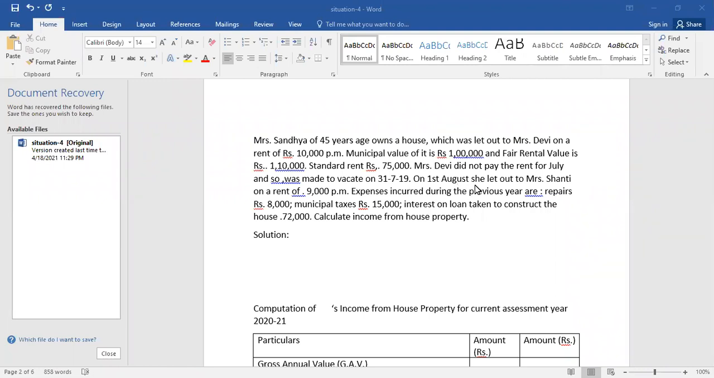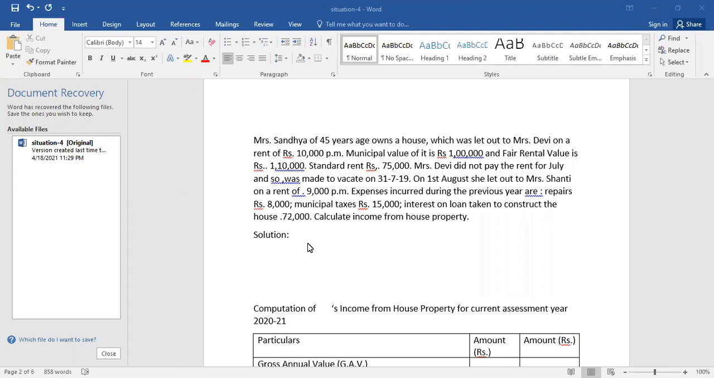Here she didn't pay for the July month. That July month is called unrealized rent. Correct? Yes, guys, is it right? Yes, sir. And on 1st August, she let it out to Mrs. Shanti on a rent of 9,000 per month. Now, expenses incurred during the previous year are repairs 8,000, municipal taxes 15,000, and interest on loan taken to construct the house is 72,000. Calculate the income from house property.